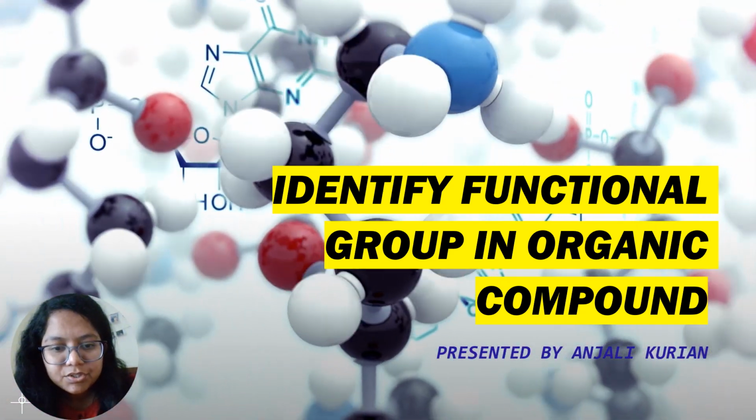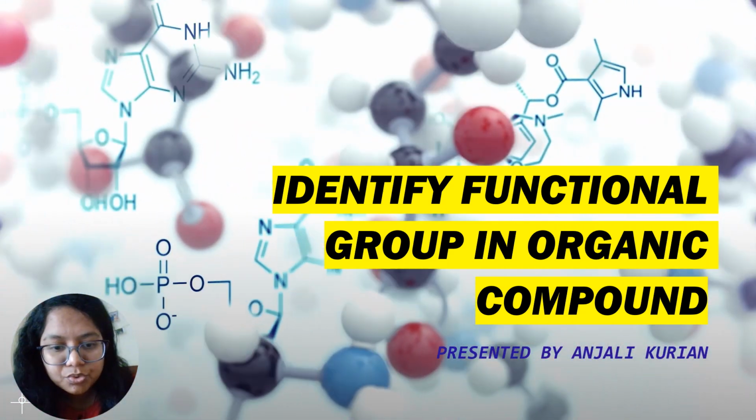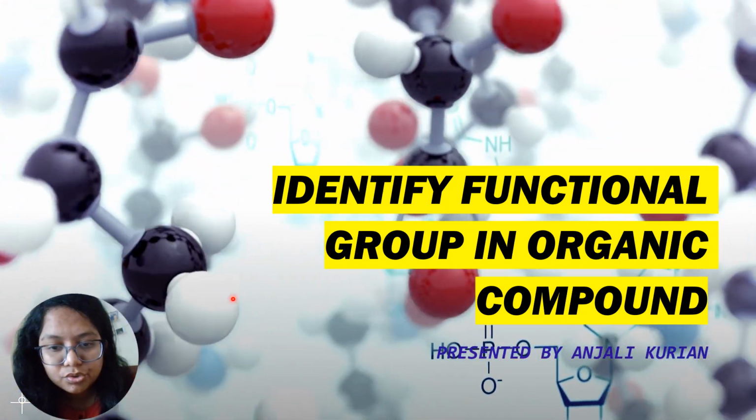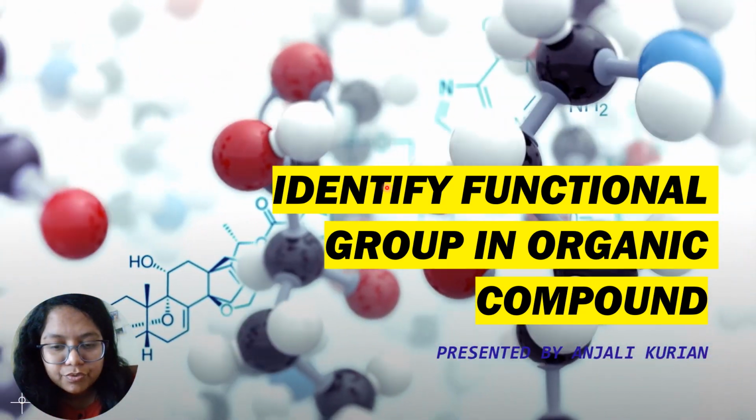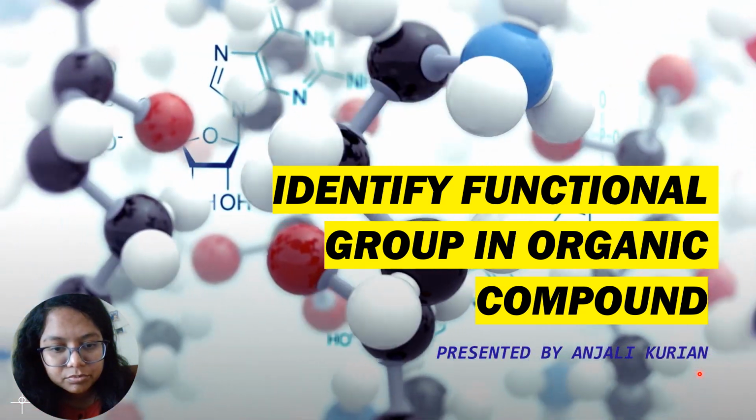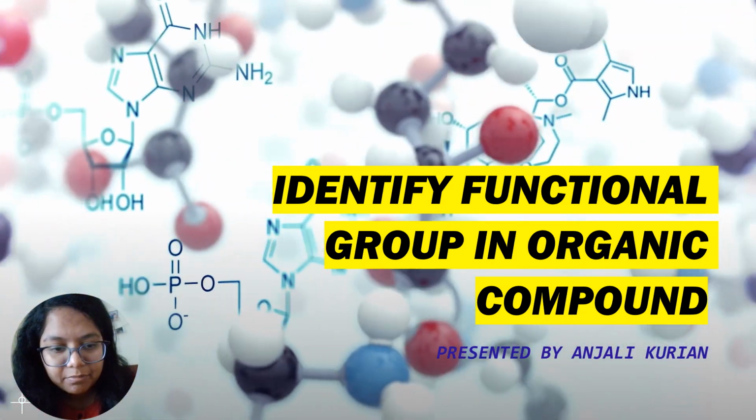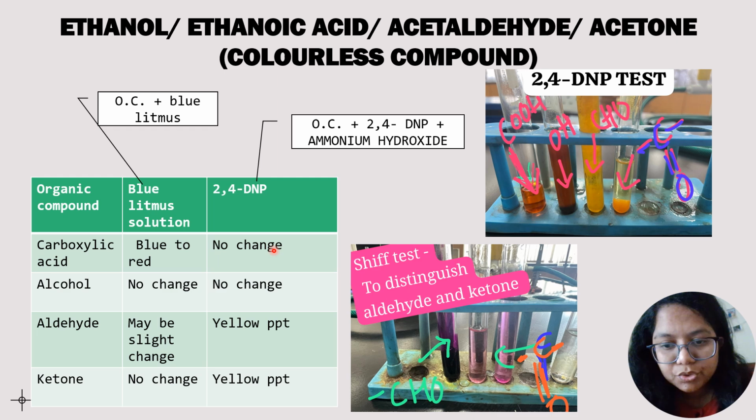Hello students, let's do some exercise on how to identify the functional group of a colorless solution. For that we will be doing two experiments here, so we'll see one by one. Suppose you have got a colorless compound, that means it is one of these organic compounds: ethanol, ethanoic acid, aldehyde or acetone. That means alcohol, carboxylic acid, aldehyde or ketone as a functional group.